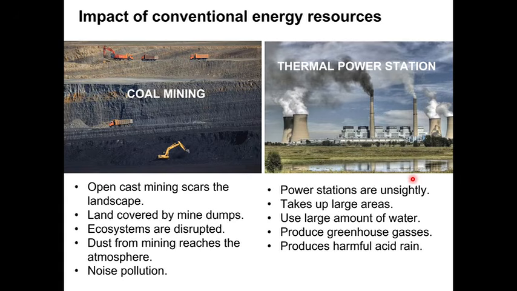Now, firstly, look at this thing. It's very unsightly, right? And it takes up large areas. It uses a large amount of water. And remember all this? Look at the greenhouse gases that it produces. And it produces harmful acid rain. So if you look at your conventional energy sources, this is the impact of.